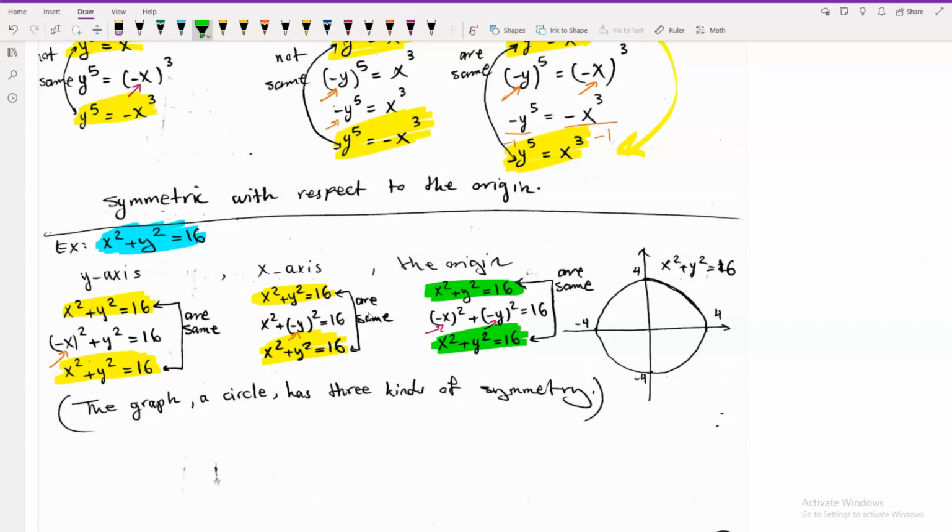So this is the graph that we have. This is a circle. So here on this part we have a circle, radius is 4.